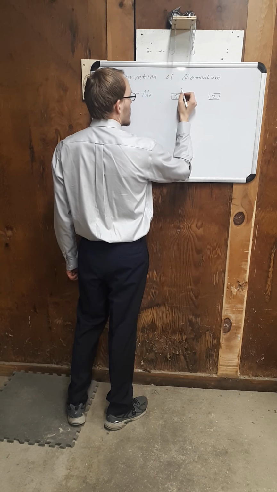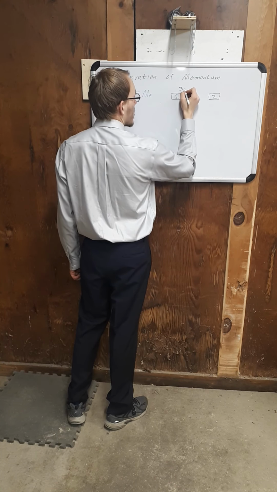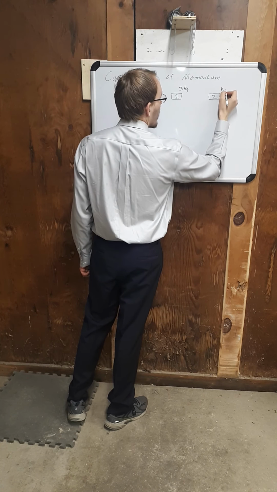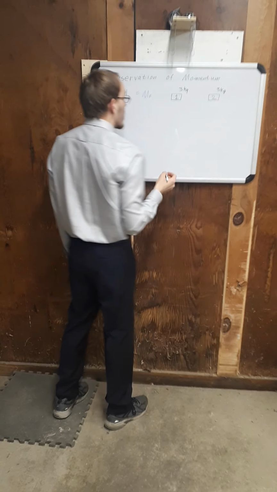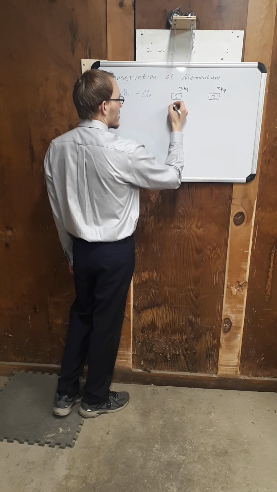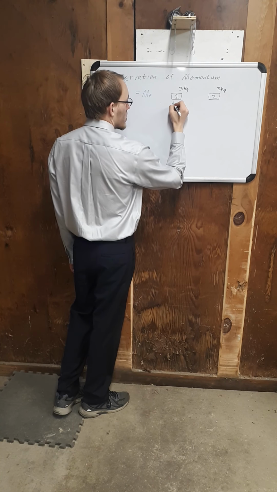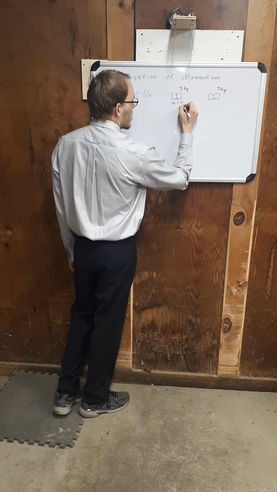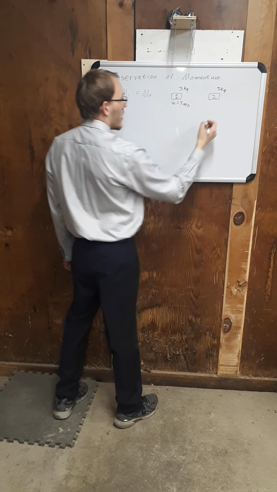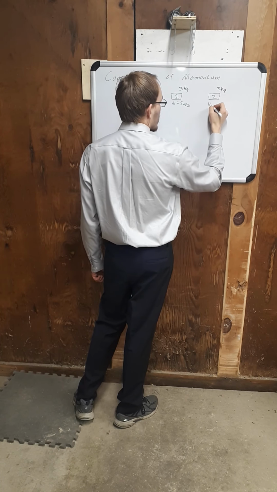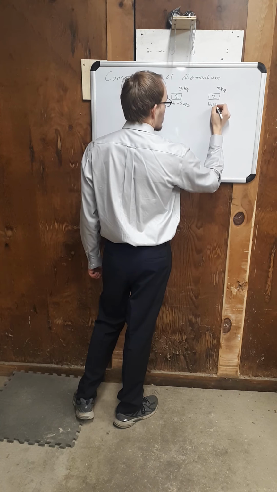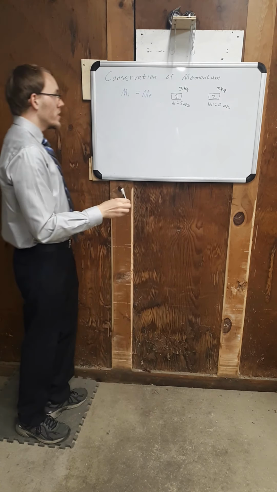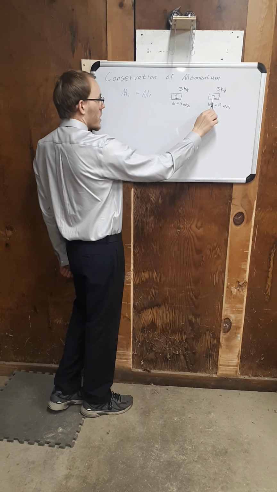let's say these each weigh the same, 3 kilograms, and let's say that initially the velocity of block 1, v1 initial, is equal to 5 meters per second. And block 2 is stationary. v2 initial is equal to 0 meters per second. Eventually, block 1 will collide with block 2.